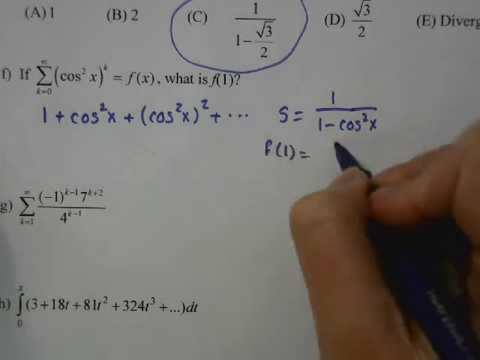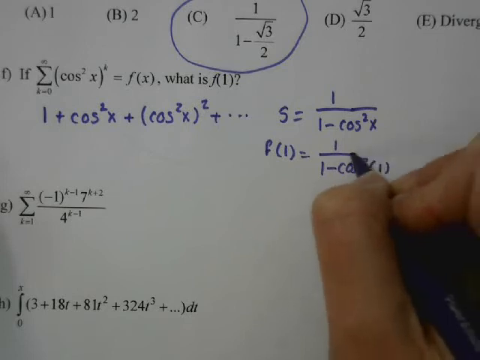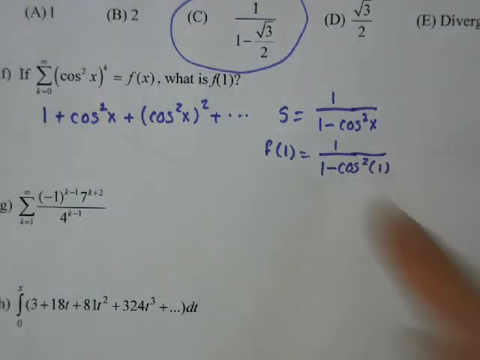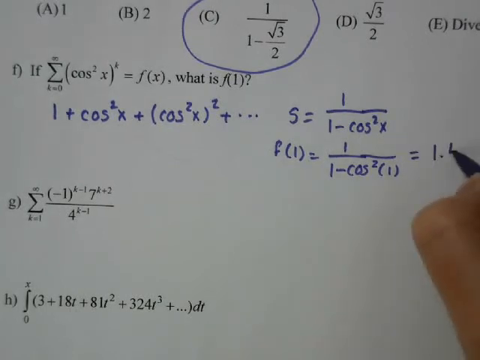And then we're just going to plug in 1. So f of 1 is going to be 1 over 1 minus cosine squared 1. When you enter cosine squared 1 in your calculator, you need to do cosine of 1, take that value and square it, or put it in parentheses. But we're going to get 1.412.